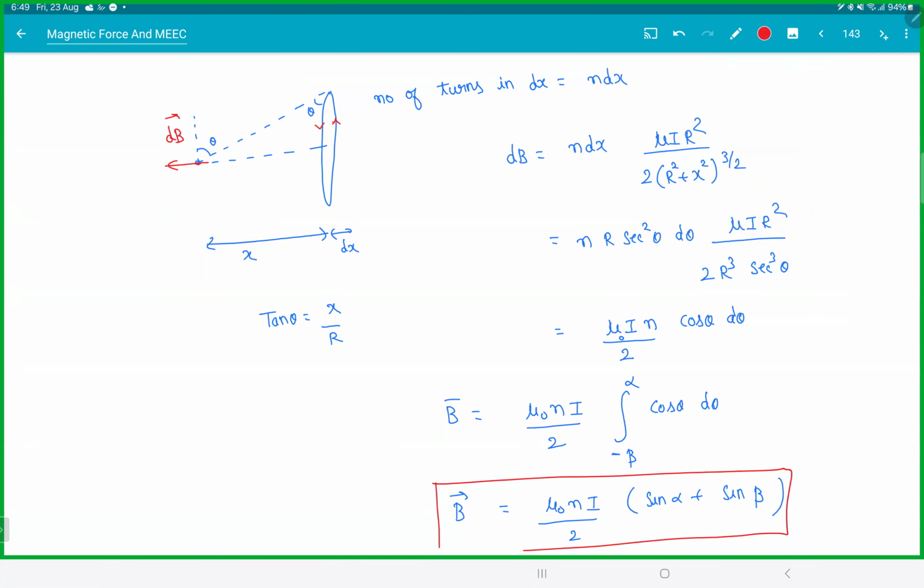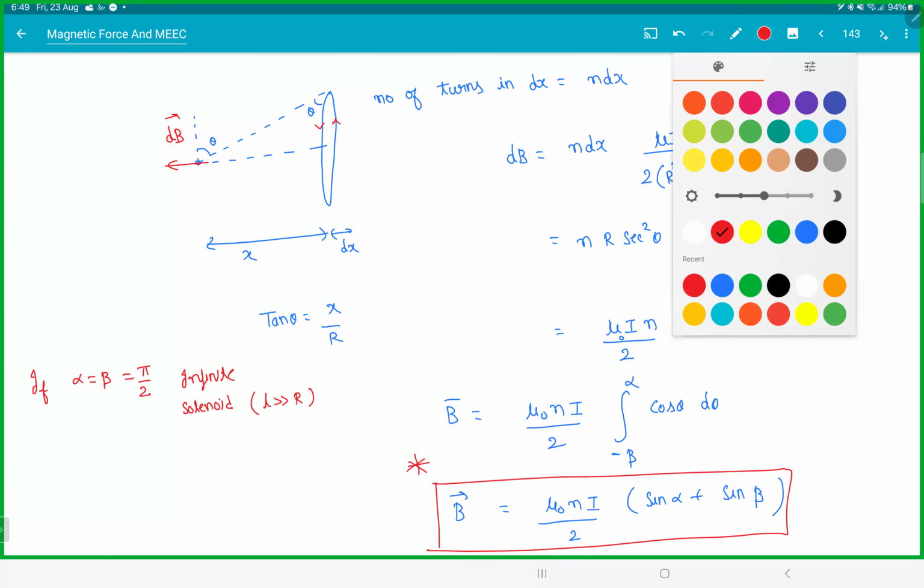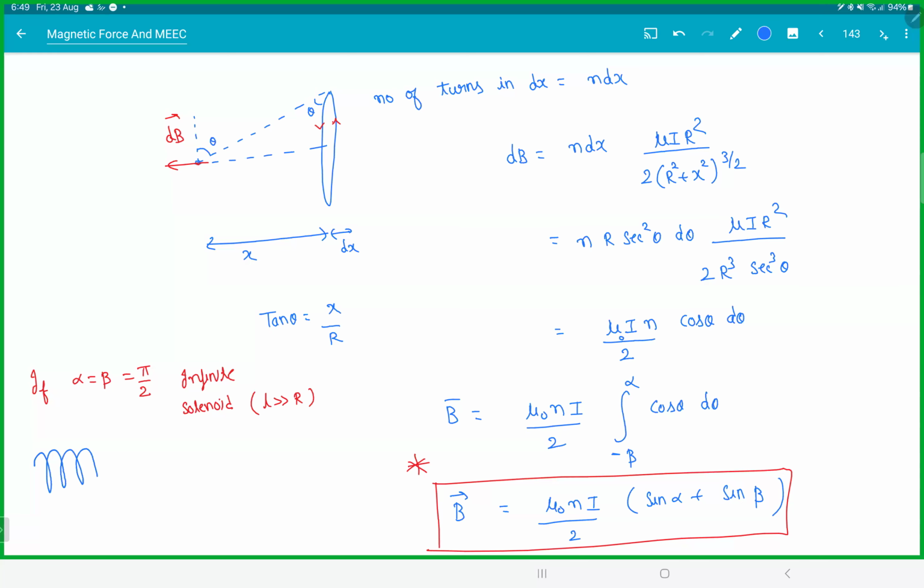This is a result for a finite solenoid. If you take alpha equal to beta equal to 90, this becomes an infinite solenoid. Now understand, in real life, infinite solenoids don't exist. What it means is the length is much, much greater than r. If you take the length to be very large compared to the radius, you can treat that to be an infinite solenoid. And later on, we will prove in Ampere's law, even though we proved only on the axial line, that the field everywhere inside is uniform.